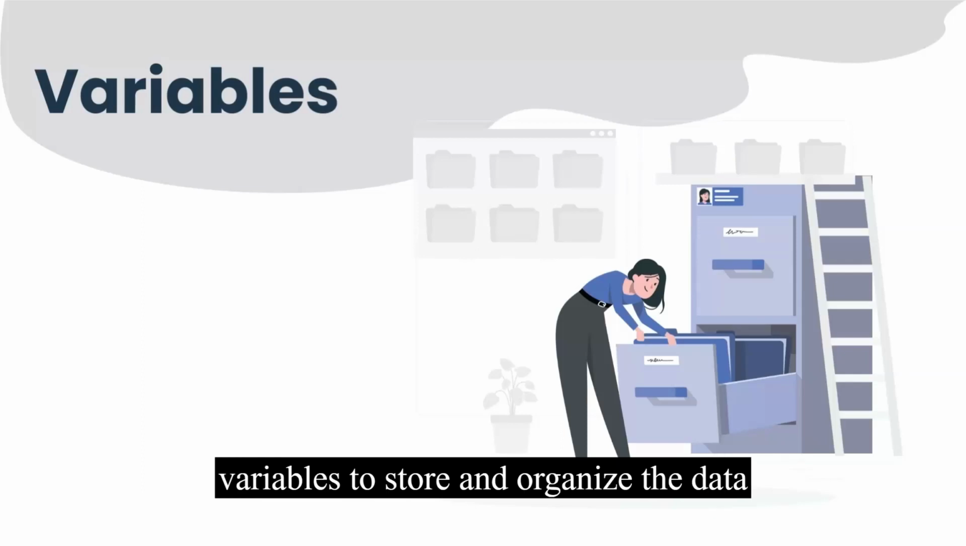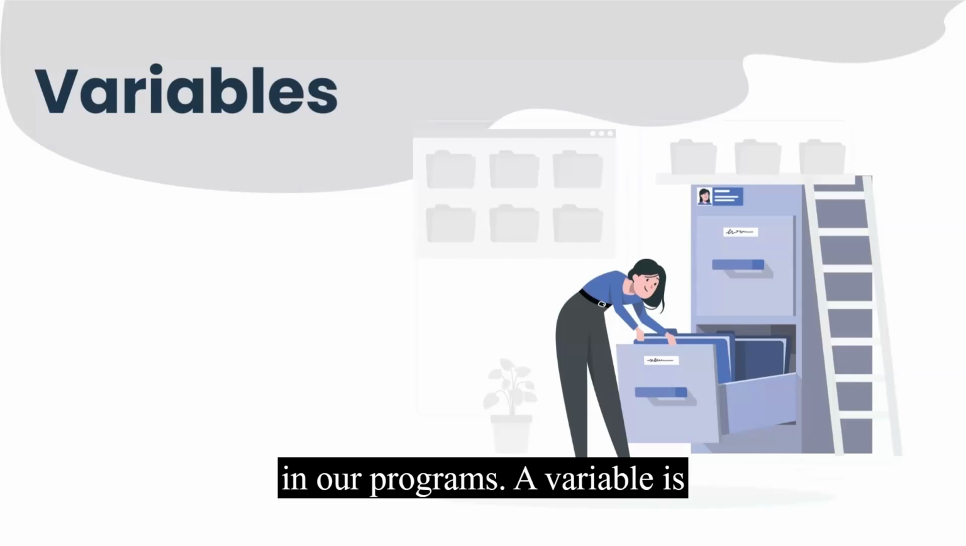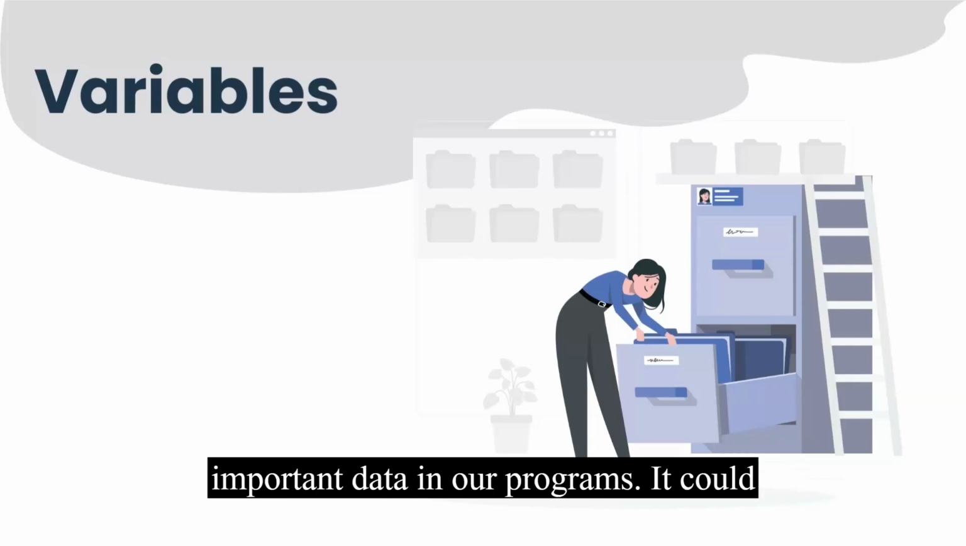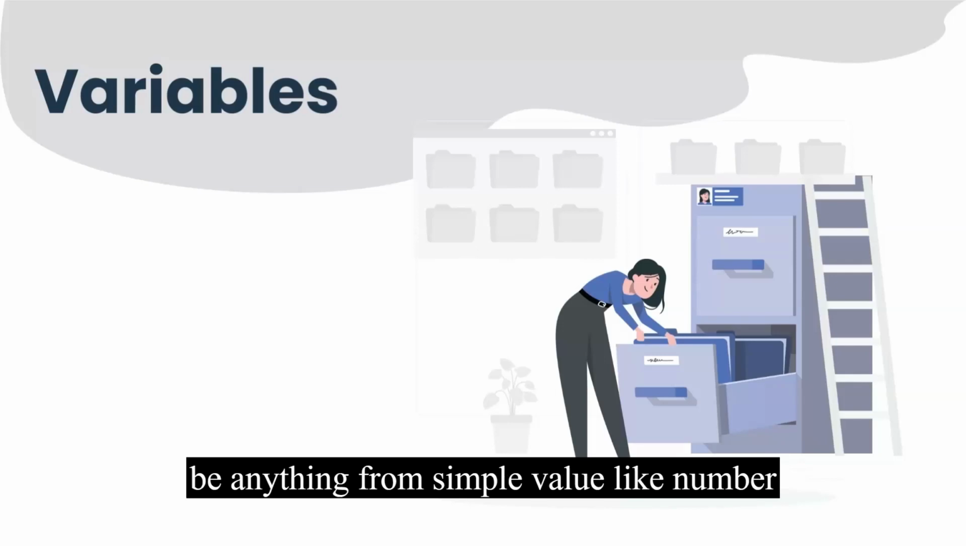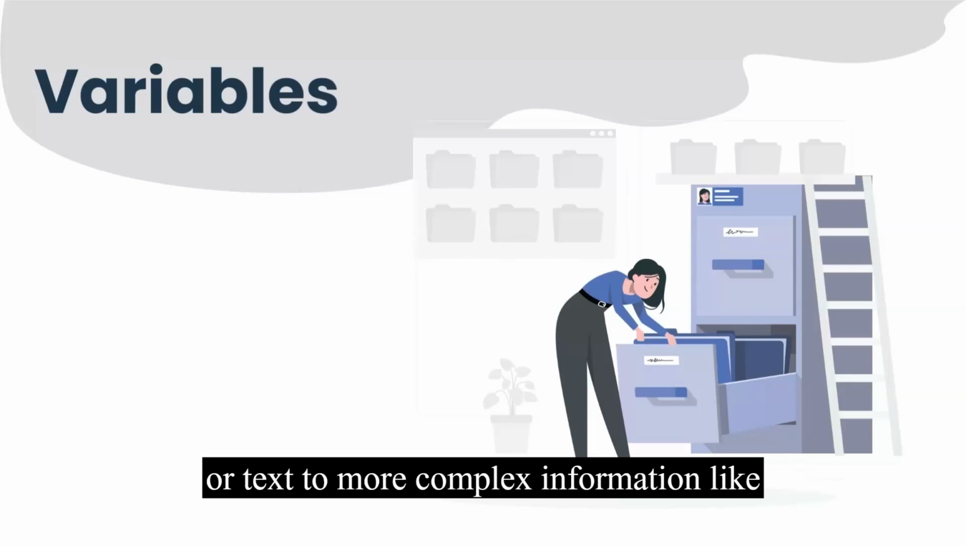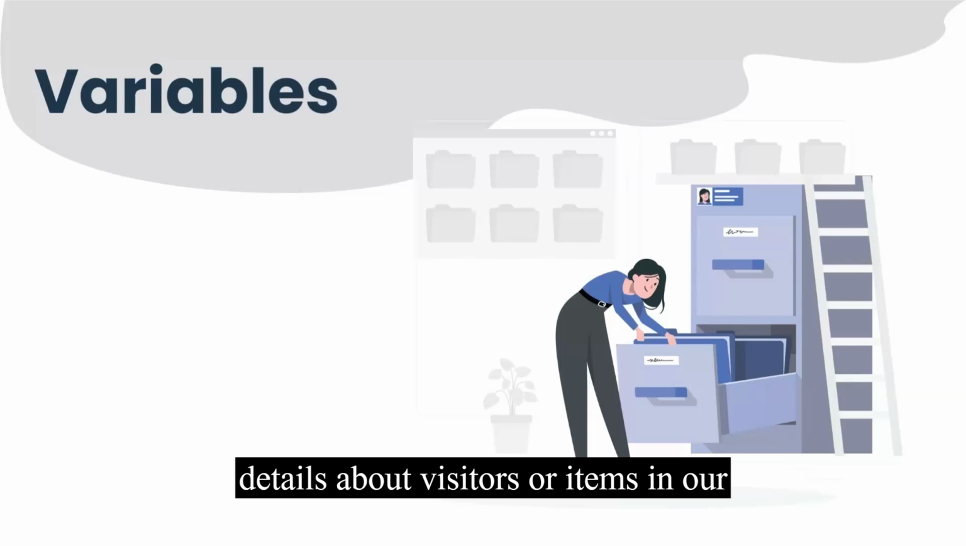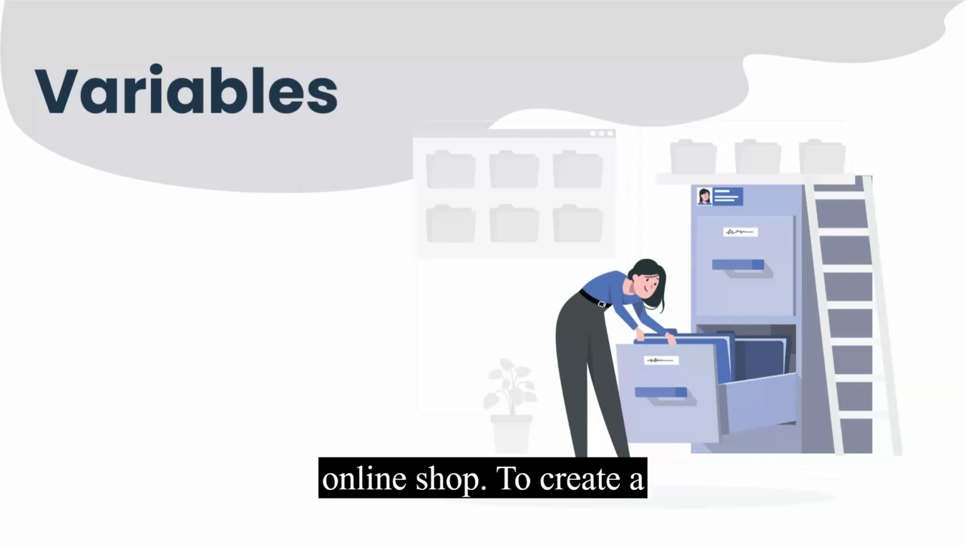We achieve this using variables to store and organize the data in our programs. A variable is like a named storage that can hold important data in our programs. It could be anything from a simple value like a number or text to more complex information like details about visitors or items in our online shop.